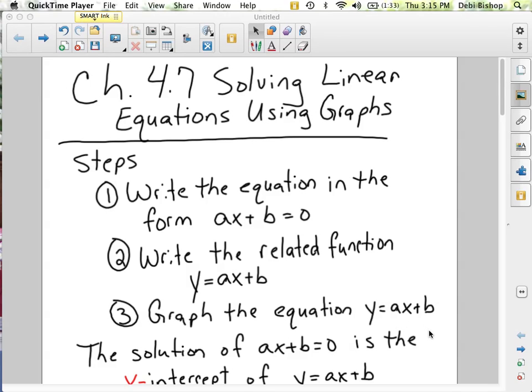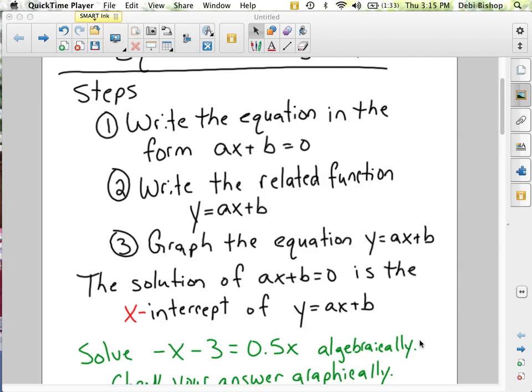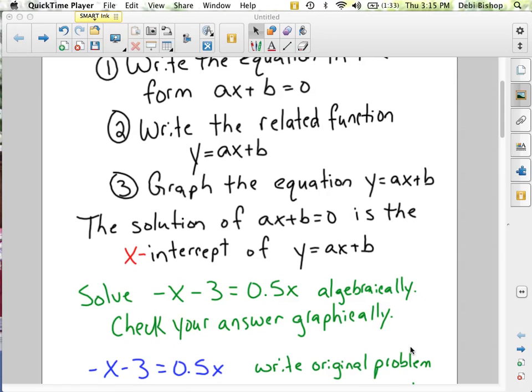So really what we're talking about is the solution of ax plus b equals 0 is the x-intercept of y equals ax plus b, because all we're doing is putting y equal to 0. And when we do that, that is the x-intercept. But let's do some examples to reinforce this.